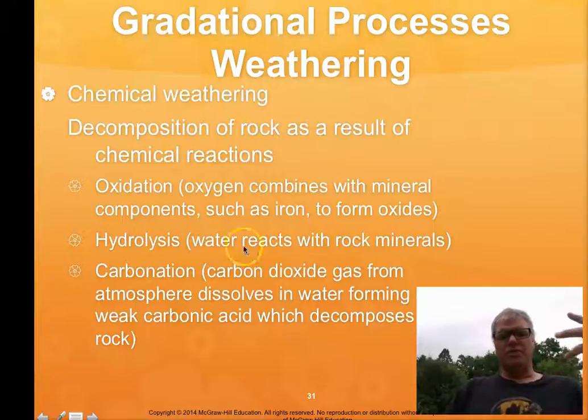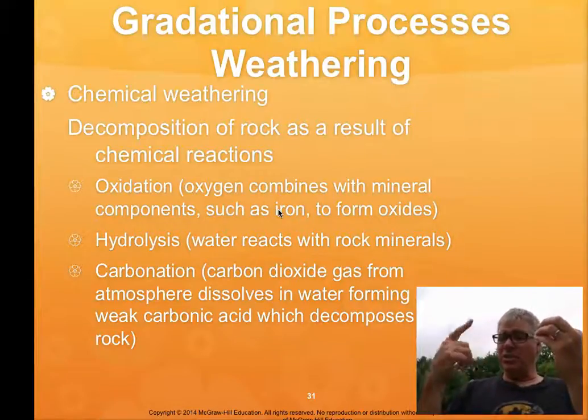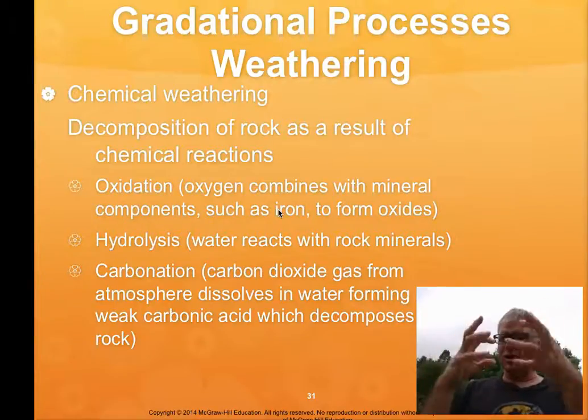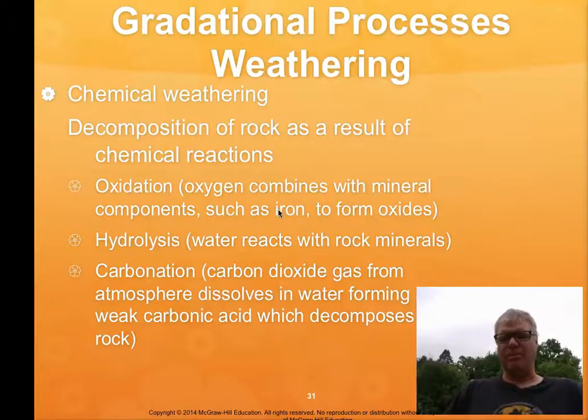Also oxidation. In the Hawaii video, you'll see what happens when lava, which is very hard initially but has a lot of iron in it, is exposed to oxygen and water, and it starts to rust, and the rock itself gets very brittle through time. So that's an example of chemical weathering.